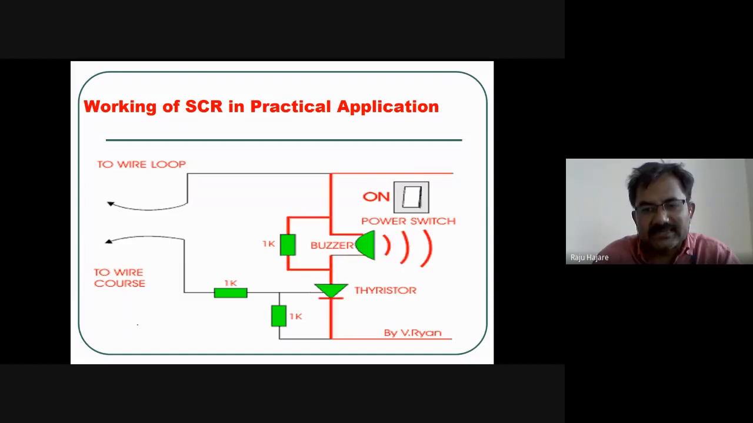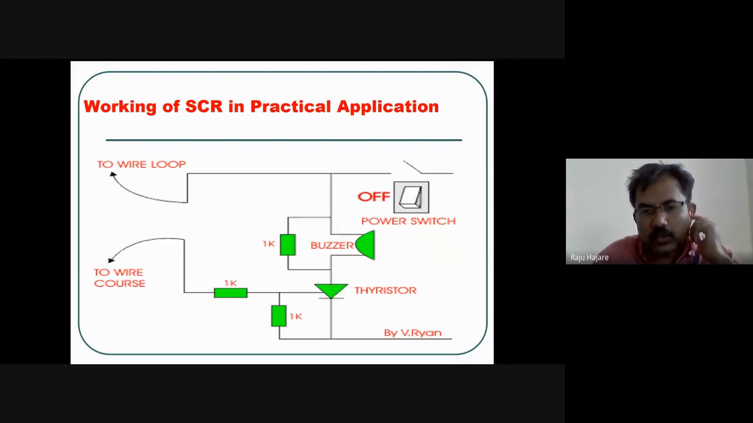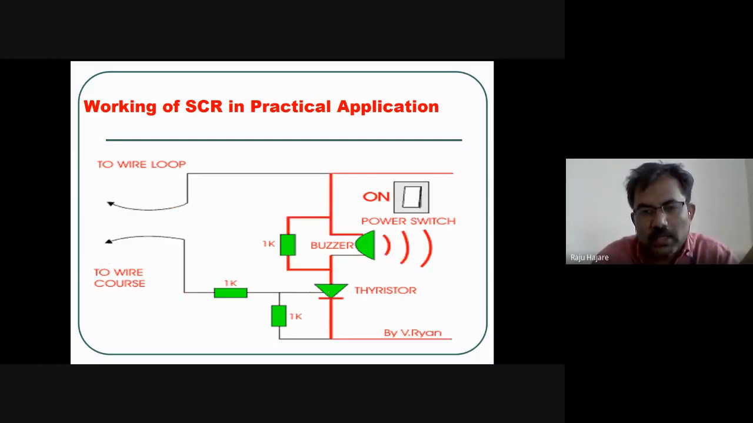Maybe you can connect a simple buzzer which produces sound with the help of this SCR. Can you see the thyristor at the bottom? Thyristor is an SCR only. So you have a diode-like structure here, which is nothing but a thyristor or SCR, and you can observe the gate terminal.